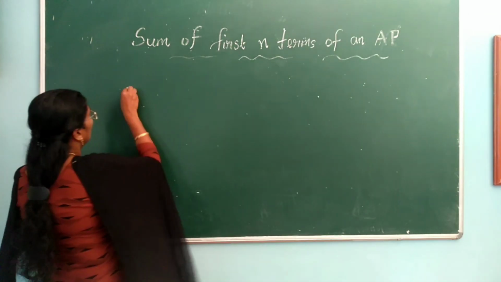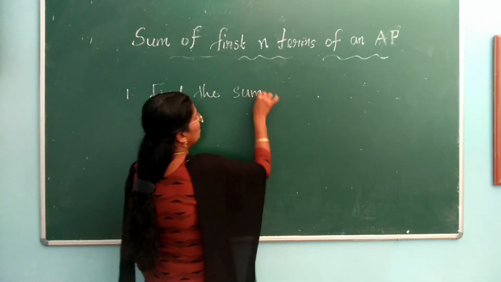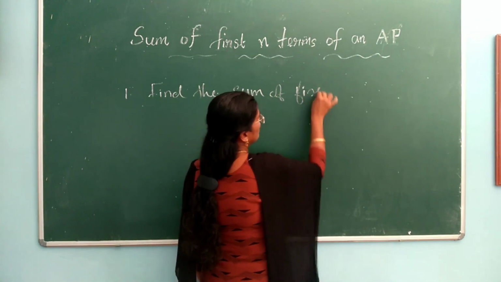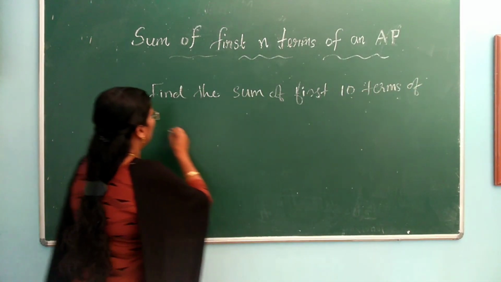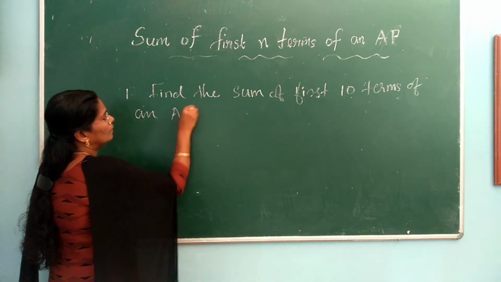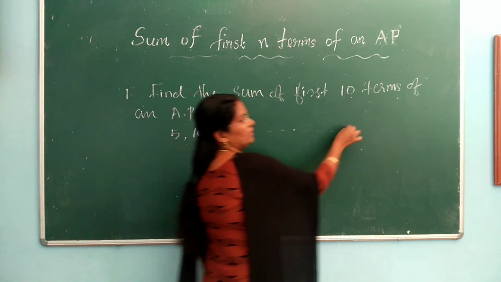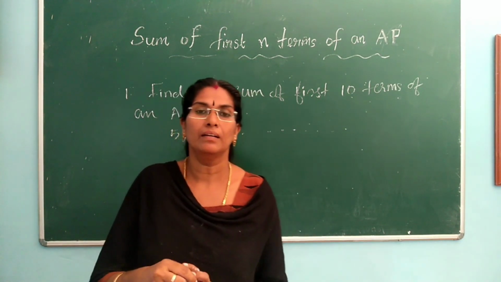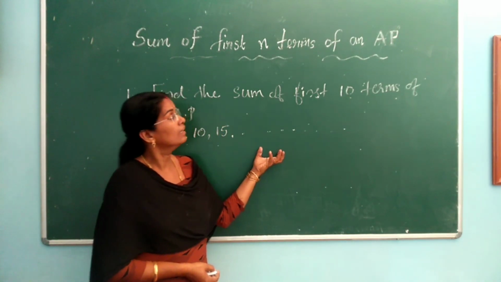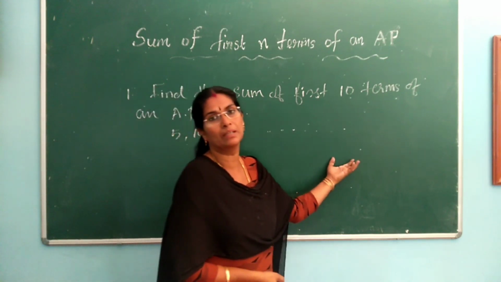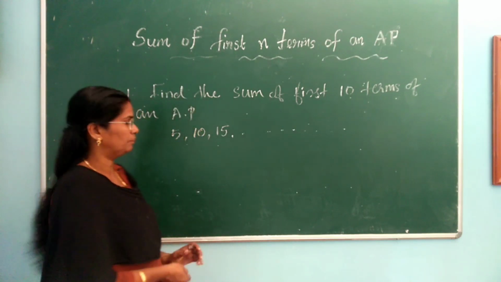First question. Find the sum of first 10 terms of an AP: 5, 10, 15, etc. The given AP is 5, 10, 15, etc. We have to find the sum of first 10 terms. Here there is no need to write 10 terms. You have to apply the formula.